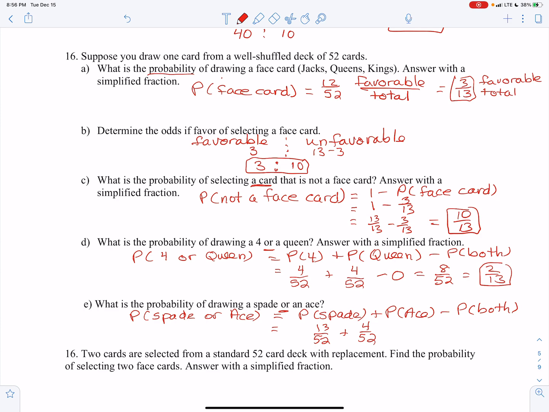Now, you're just taking one card, but it is possible to get a card that's both a spade and an ace if you get the ace of spades. So that is just one card. So keep the denominator, add and subtract the numerators, and reduce it. So 4 goes evenly into both 16 and 52. So 4 out of 13.